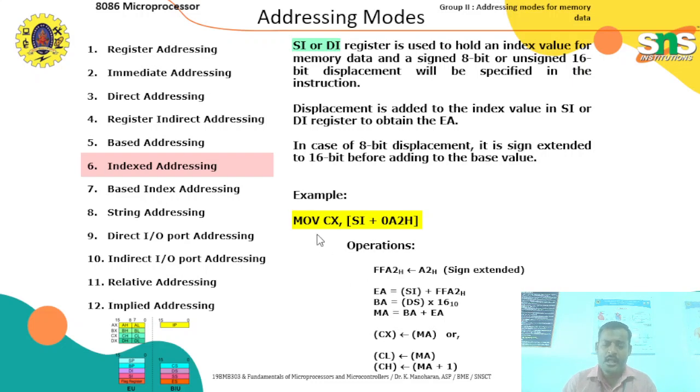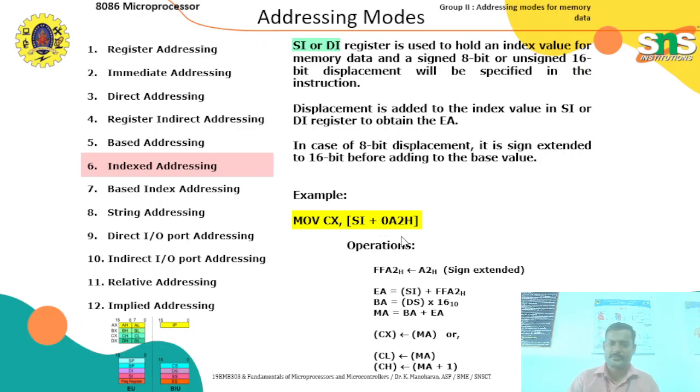Look at the example. MOV CX, [SI + 0A2H]. Here H indicates hexadecimal. In 0A2, actually A2 only is the data, and 0 is inserted. Why is 0 inserted? The data should start only with a number, no alphabets are allowed. The actual data is A2, but A is not a number, it's an alphabet, so it is not allowed. That's why we put a 0 here. So this A2 alone is added with SI. It should start with a number, that's why we are putting a 0 here.